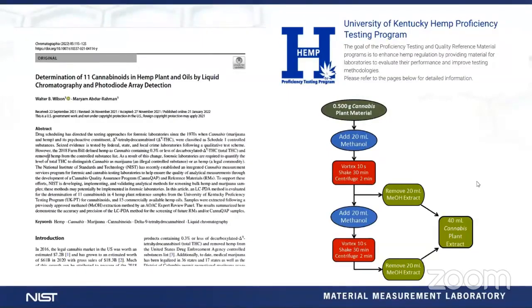Remove the methanol extract and repeat the extraction process and combine them into one extract. This was shown to work very well in comparison to the participants who participated in the proficiency testing program. And this was since adopted for the other analytical methods like the LC tandem mass spec and the GCMS.